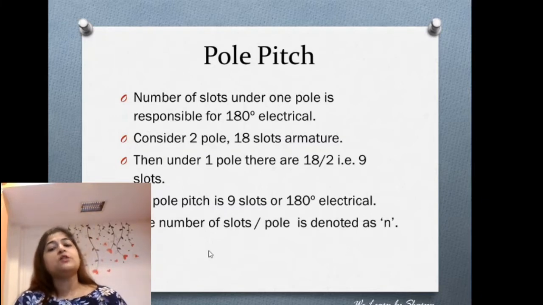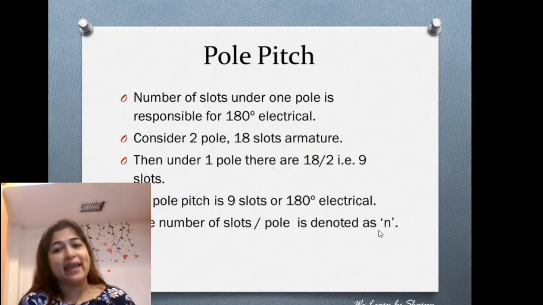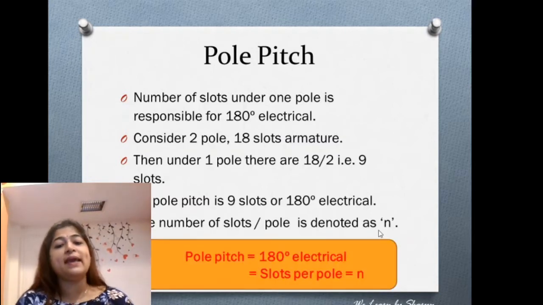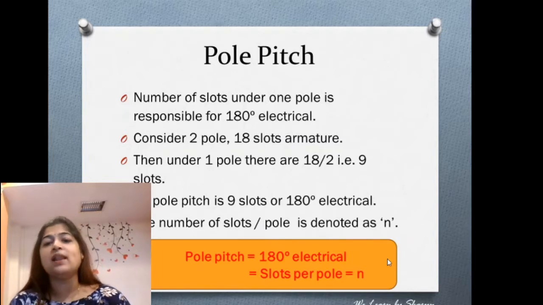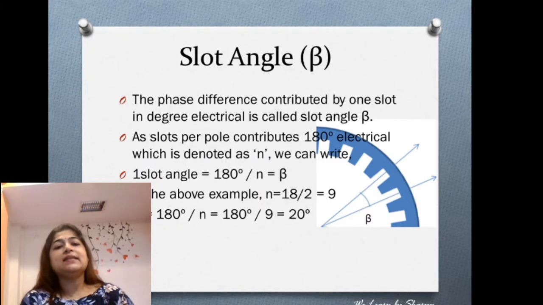The number of slots per pole is always denoted by n. So pole pitch is 180 degrees electrical, which is nothing but slots per pole, denoted by small n. Clear? Then let's try to understand what is slot angle.